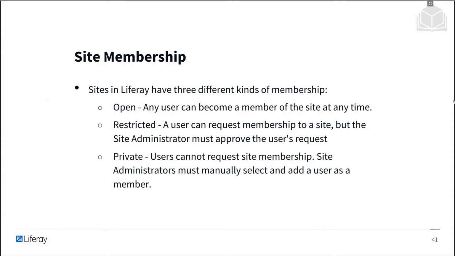Each site in Liferay has one of three different membership types. For open sites, any user can join the site at any time. For restricted sites, any user can request membership to the site at any time, but a site administrator must approve the user request in order for the user to become a member. For private sites, users cannot even see the site in Liferay's list of sites in order to request membership. In this case, site administrators must manually select and add users in order for them to become members.